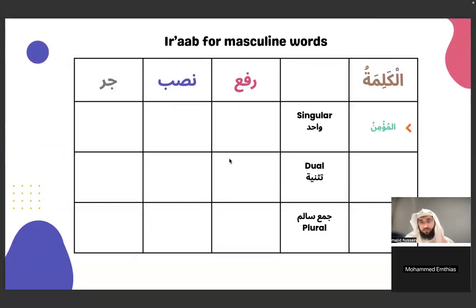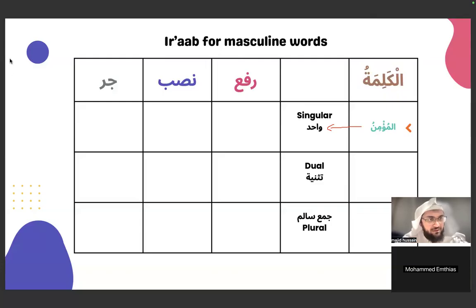Okay. Our first word is al-mu'minu. Al-mu'min means believer, a person who accepted Islam and has also fulfilled the pillars of Iman. Such a kind of person is known as al-mu'min. Now, al-mu'min in the singular form, what will be its state in rafa?